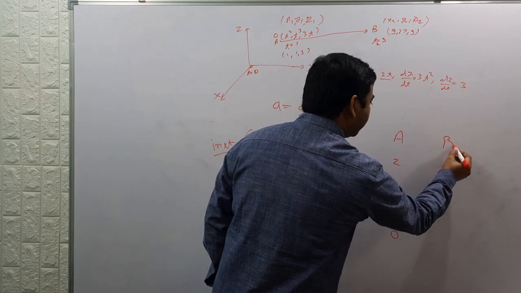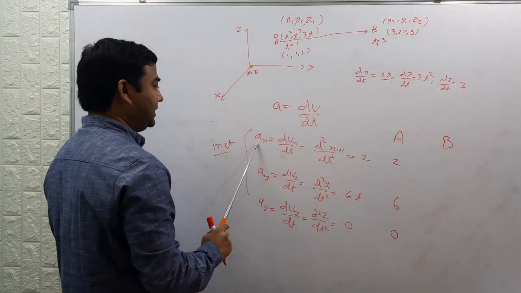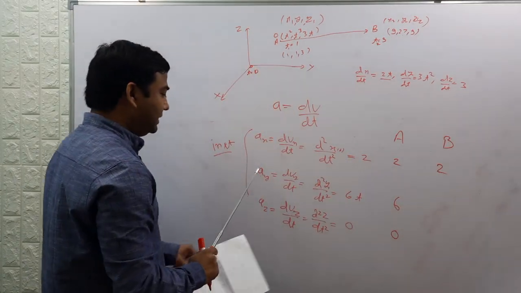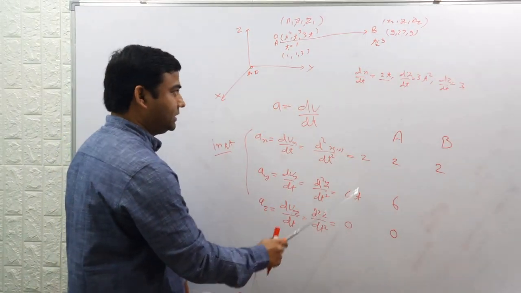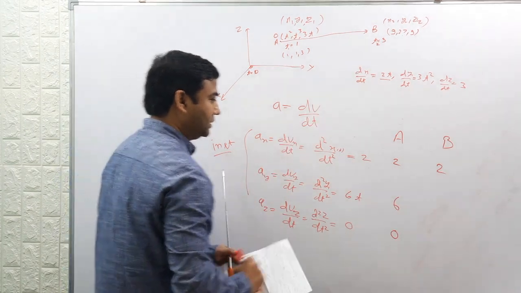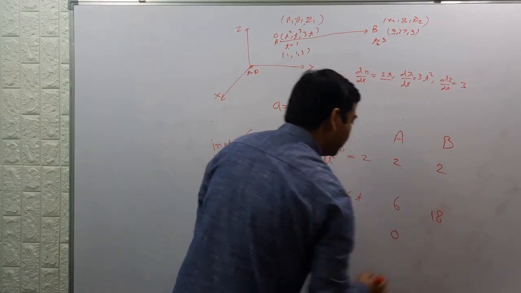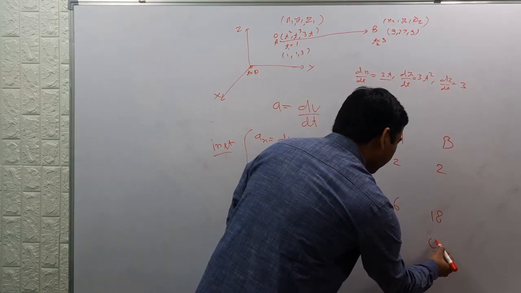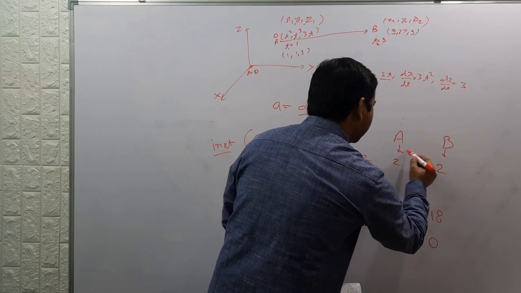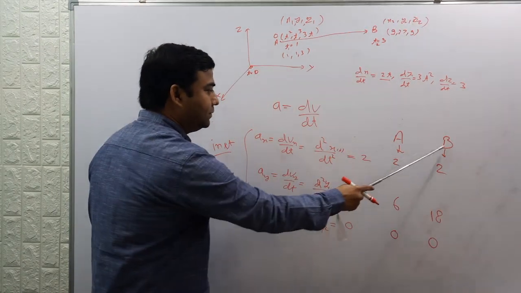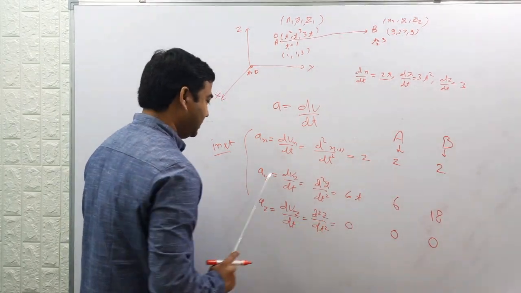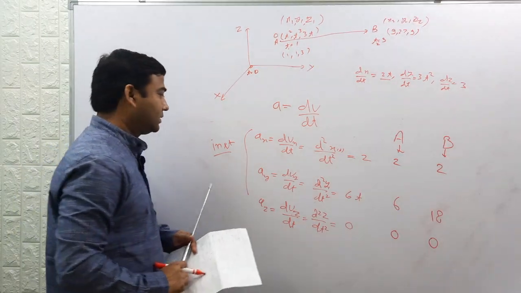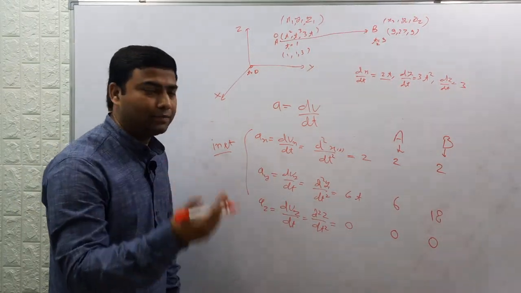Similarly, at point B, instantaneous acceleration in x direction is 2. This is independent of time. Instantaneous acceleration in y direction at t is equal to 3 for point B is 18 meter per second square, and in z direction this will be 0. So instantaneous accelerations at point A and B in x, y, z directions are given by this expression.